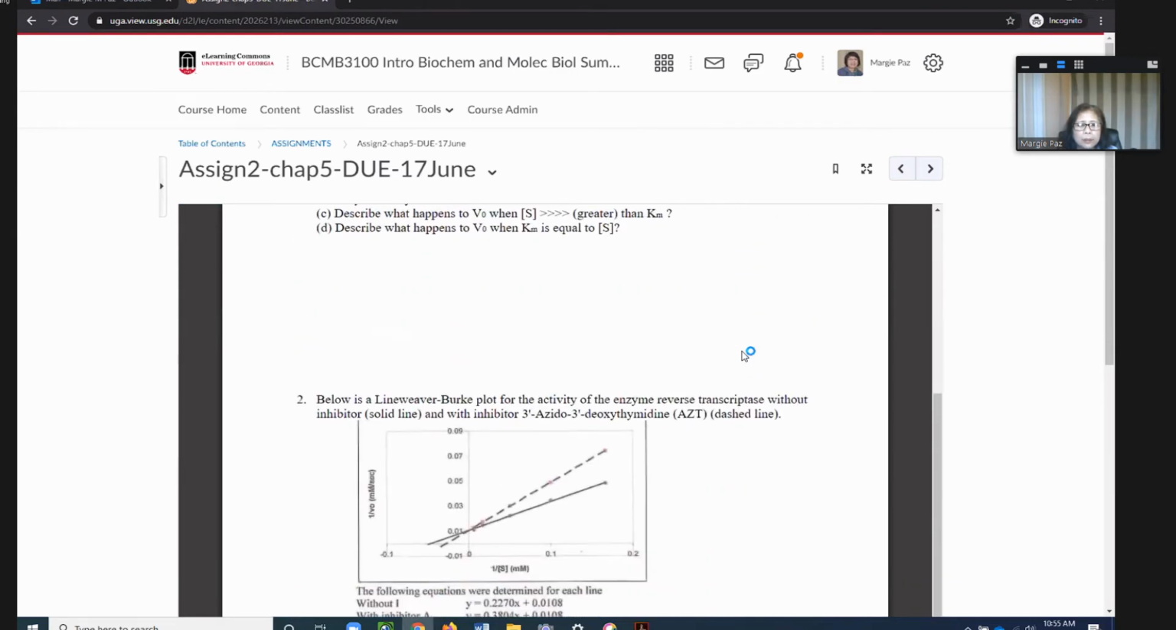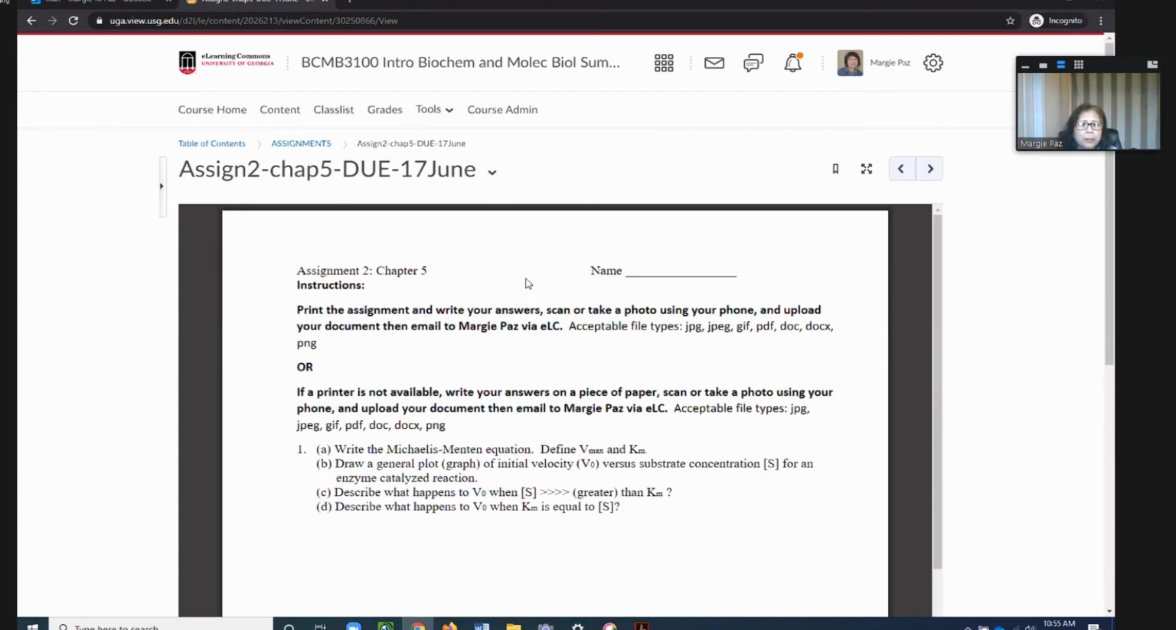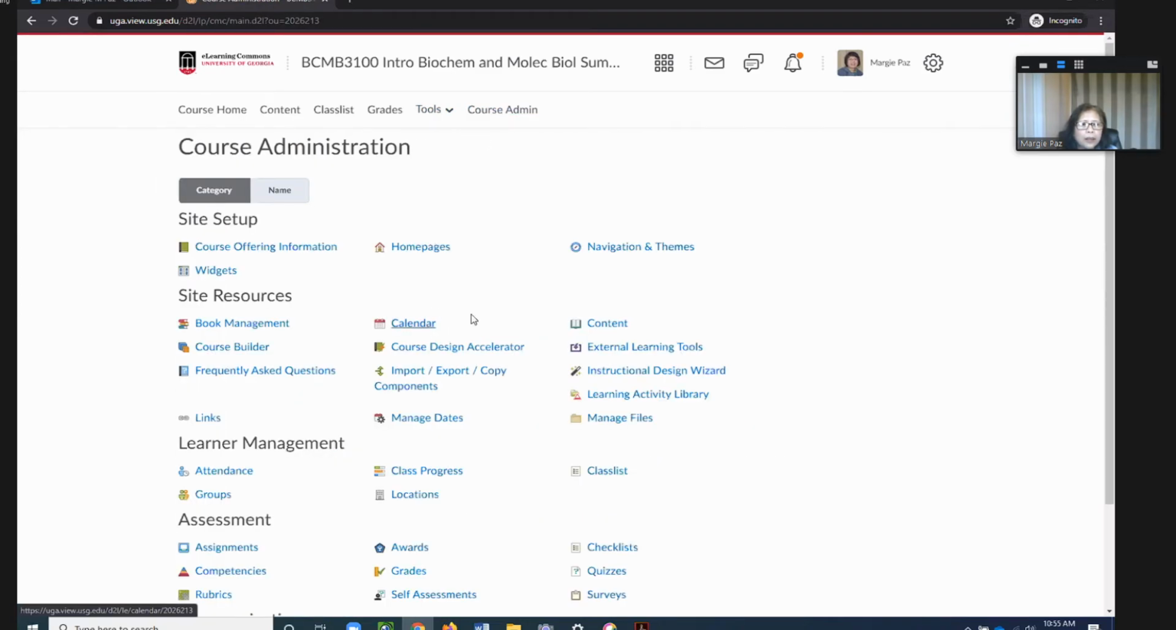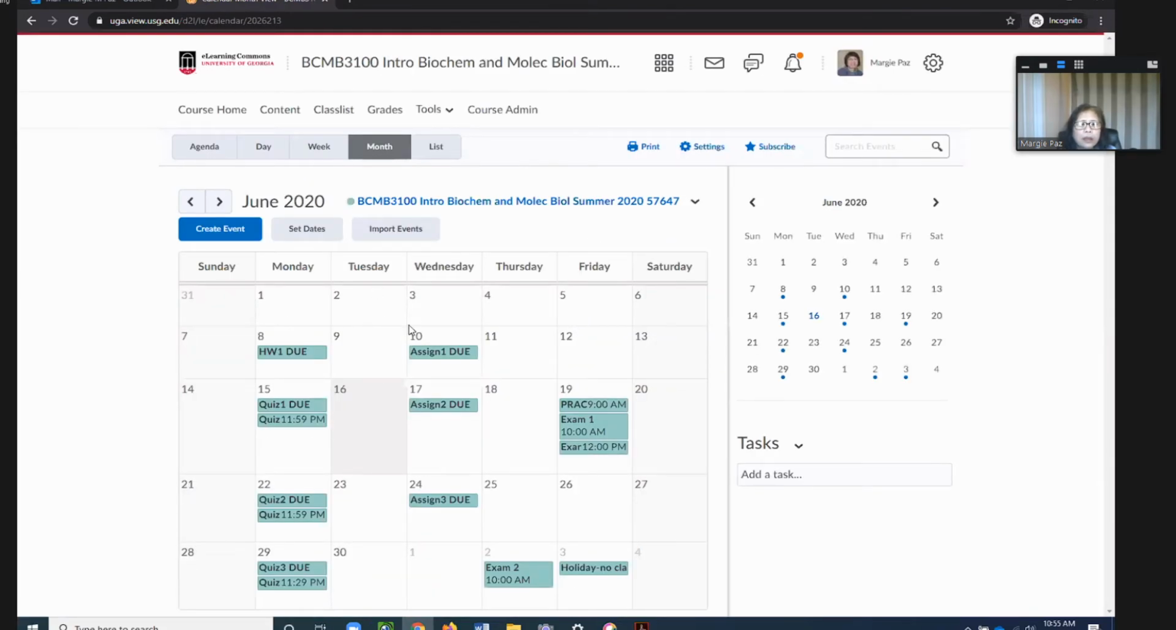About the Michaelis-Menten equation, Lineweaver plot. Right. And to remind the class again, we have on the calendar the due dates of the assignments and quizzes, as well as the dates of the exams here. Okay. For the exam on the 19th.